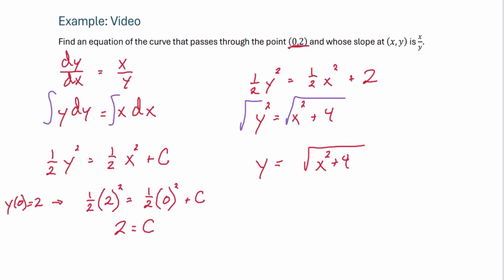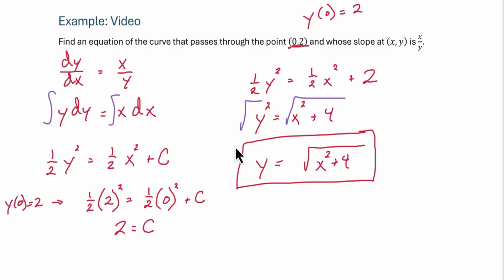Now, typically when we take the square root of both sides, we need to add plus or minus. But in this case, we're only going to deal with the positive version. And the reason we know we can deal with just the positive version is our initial condition, y of 0 equals 2. We're dealing with values that are bigger than 0. So we'll stick with just the positive version there.